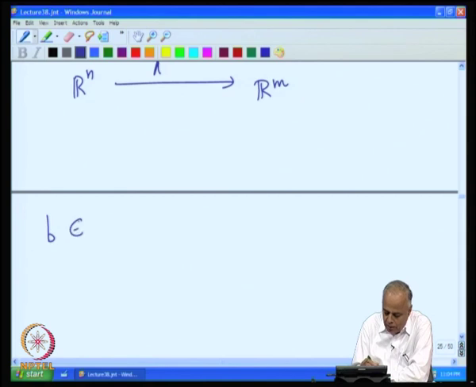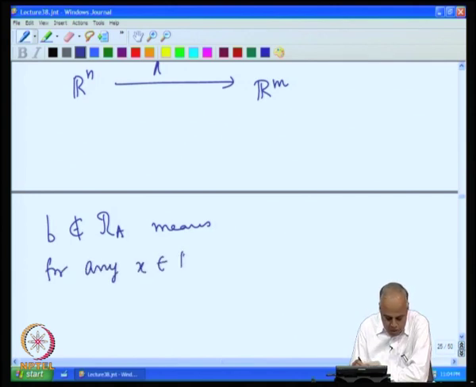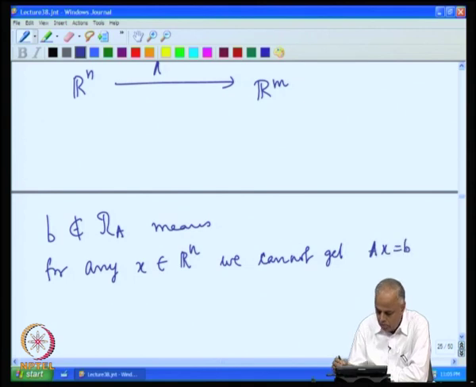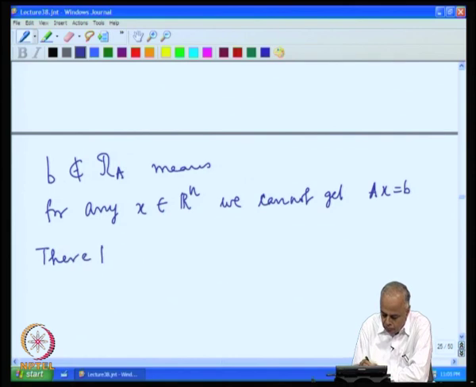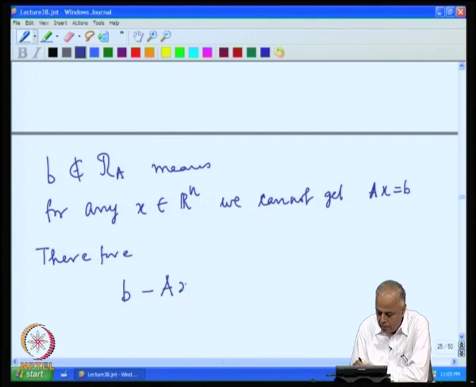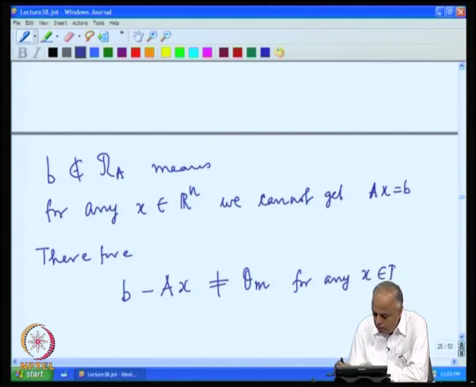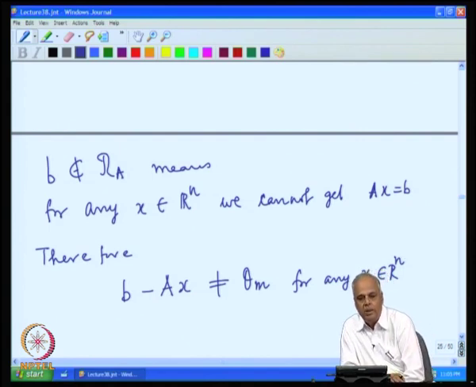So, B does not belong to the range of A means for any x belonging to R n, we cannot get A x equal to B. Therefore, B minus A x will not be equal to the 0 vector for any x in R n, because the moment B becomes equal to A x, then B belongs to the range of A. So, B not satisfying the consistency condition means B does not belong to the range of A, which translates into B minus A x not being equal to theta m for any x in R n.